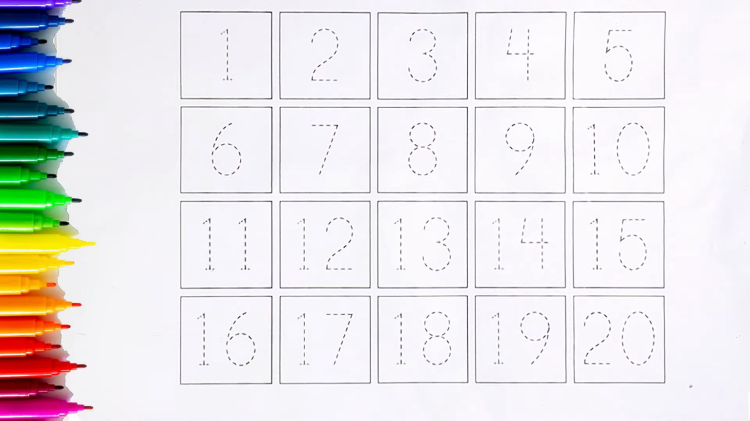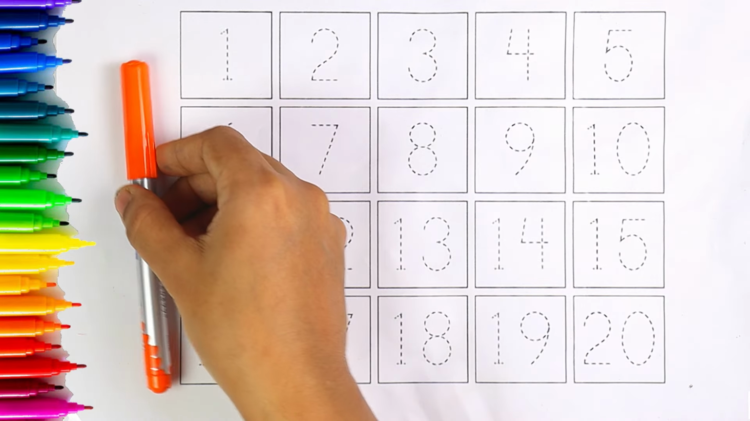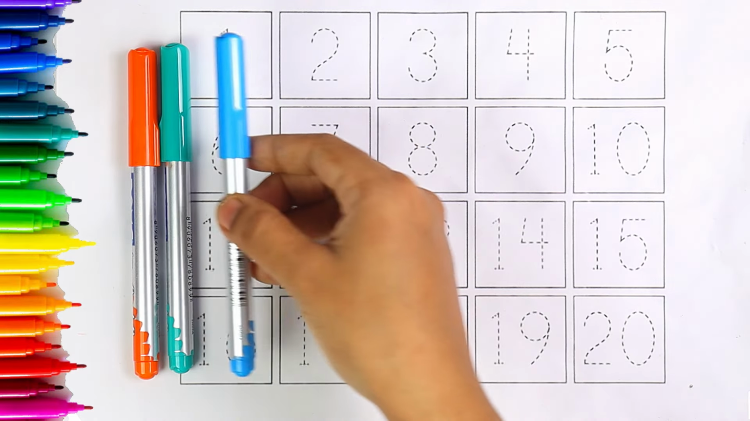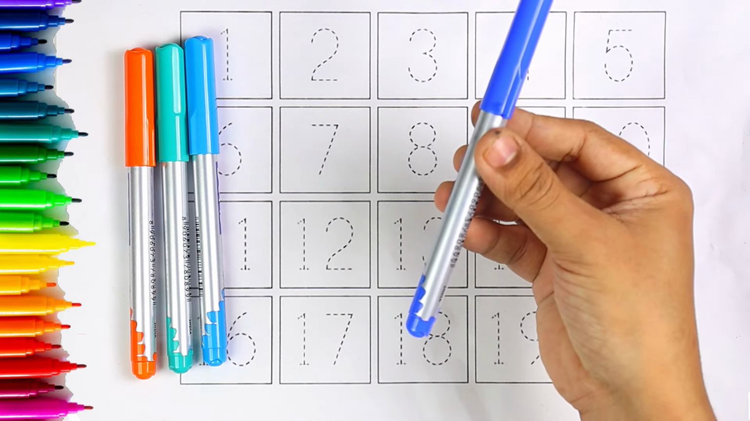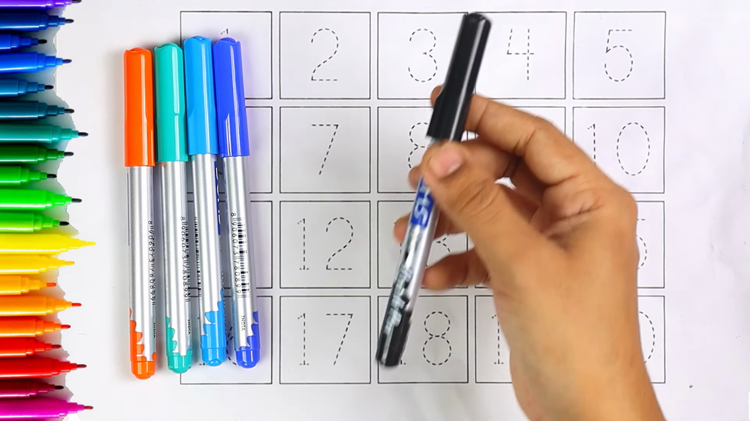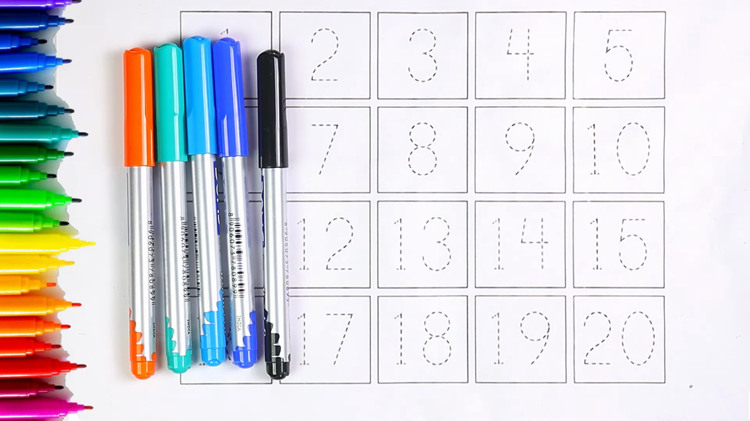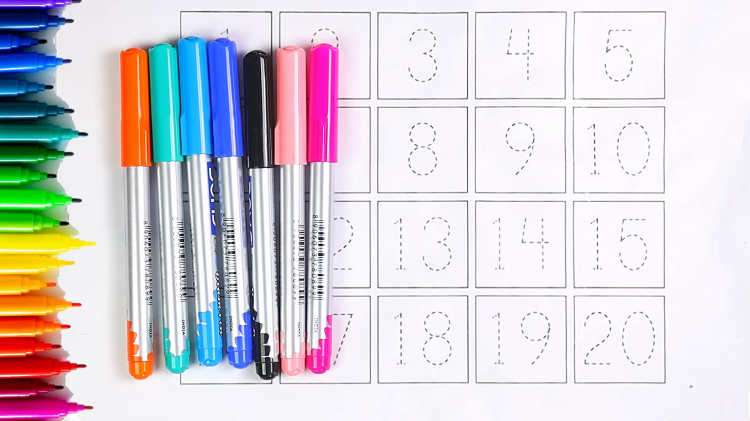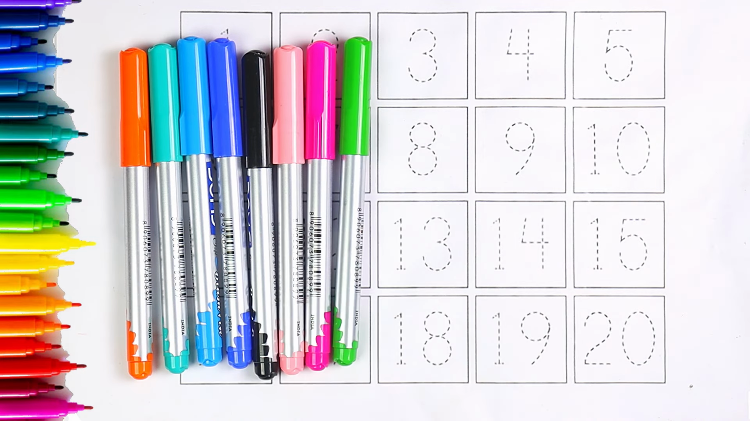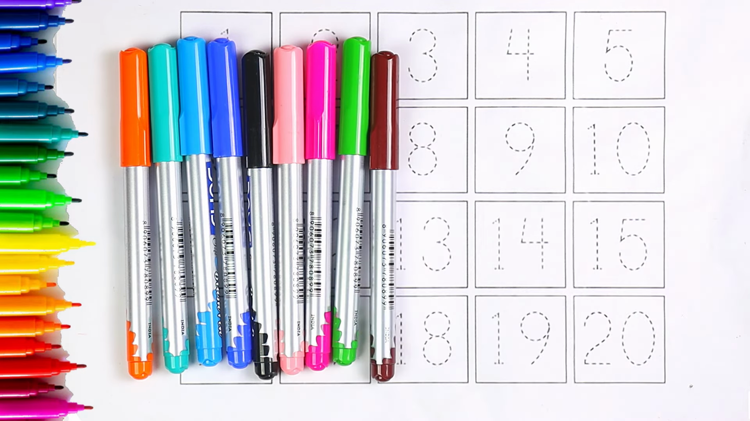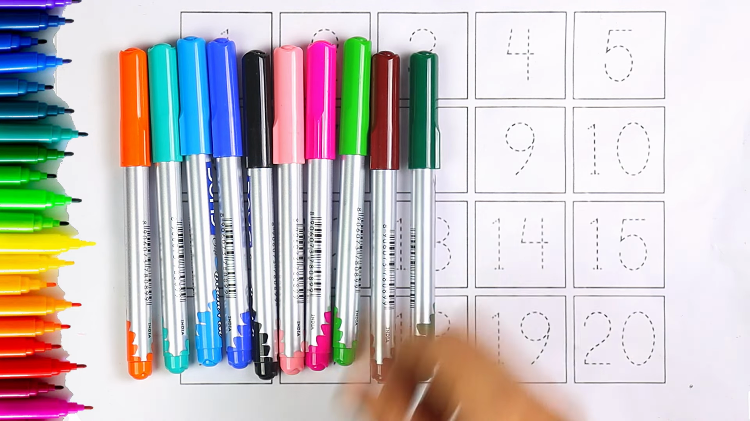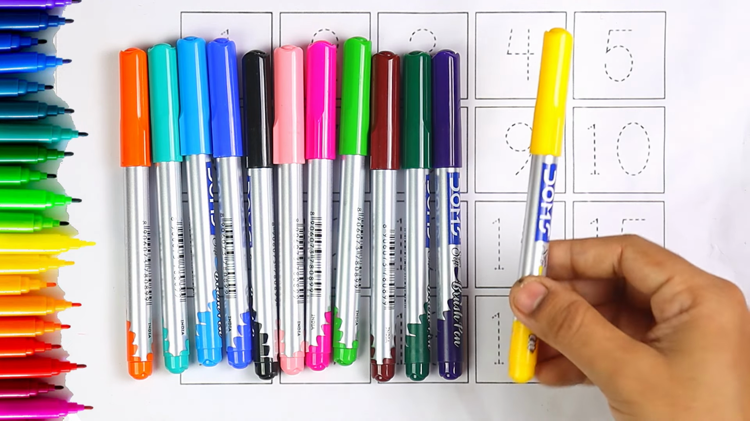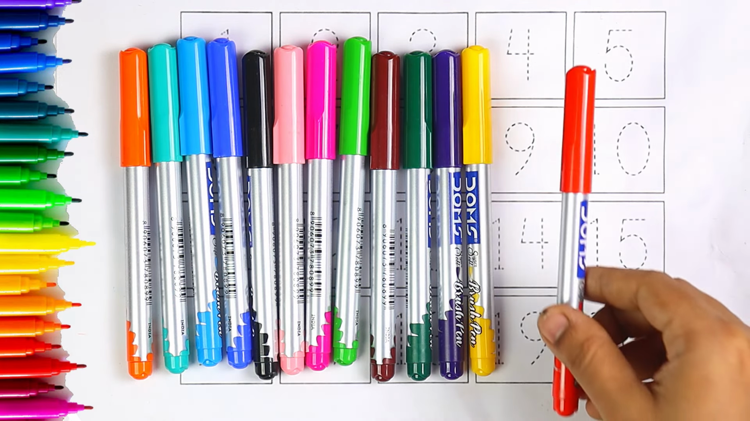Let's start with colors. Orange color, light blue color, sky blue color, black color, light pink color, light green color, brown color, green color, purple color, yellow color, and red color.